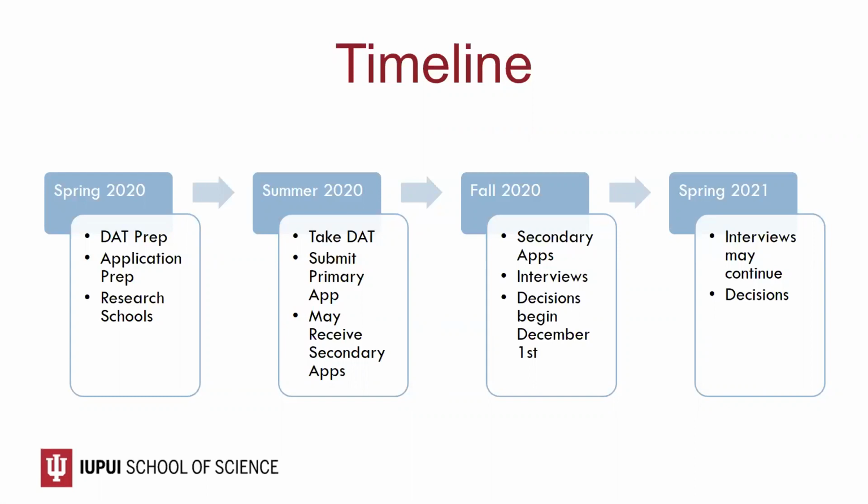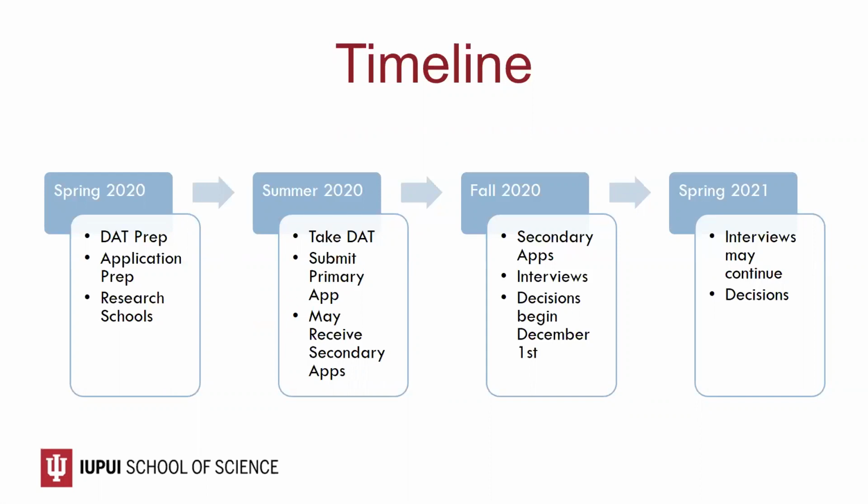So completing the DAT early in the summer allows for that to be completed likely by the time you plan to submit your primary application. In addition, for individuals who perhaps received a score on the DAT that they feel is not reflective of their abilities and would choose to retake the exam, there is some time left later in the summer into the fall semester for students to be able to retake the DAT after significant continued preparation.